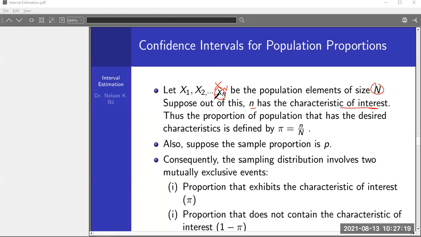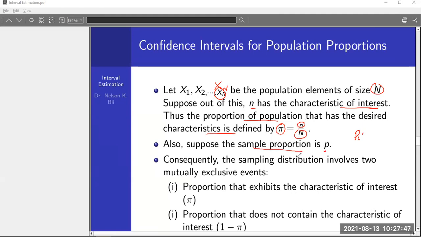So the proportion of the population that has the desired characteristics will be defined by this notation pi, which is n out of n. This is the sample size divided by the population size. So we define that by pi. In addition, suppose the sample proportion is given by p.